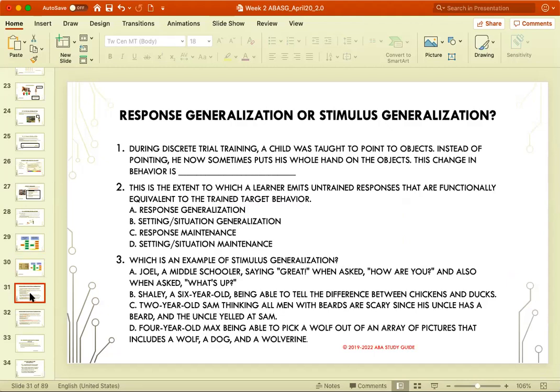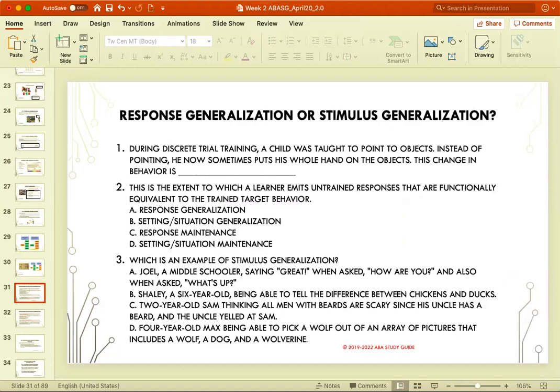Okay, and you can write your answers to me privately so you don't have any reactivity. Number 1, during discrete trial training, a child was taught to point to objects instead of pointing. He now sometimes puts his whole hands on the objects. This change in behavior is blank.